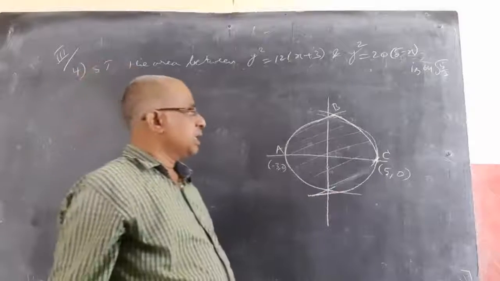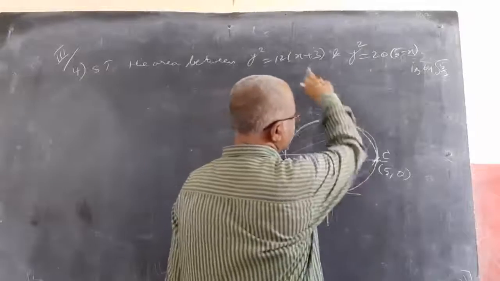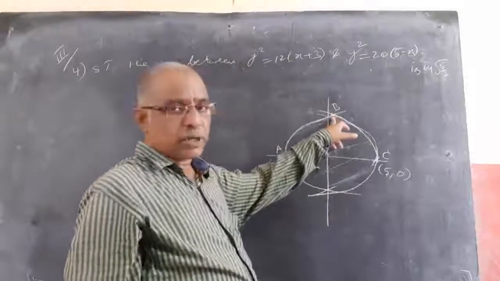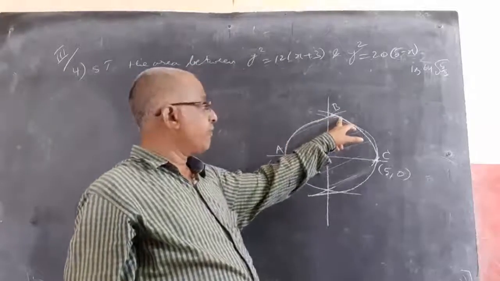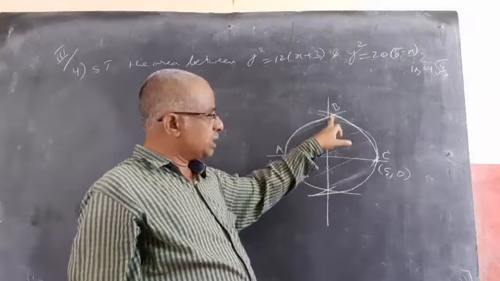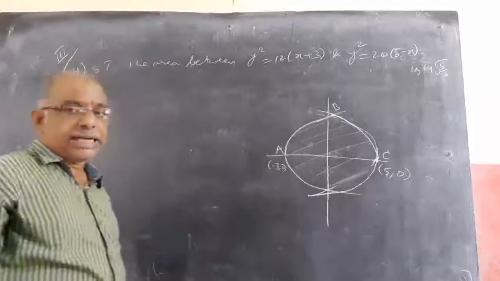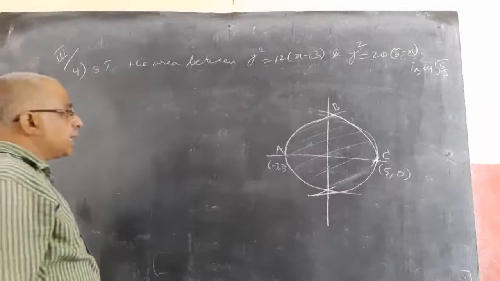Second thing, what is this B point? B is the intersection of the two curves. So if I find the intersection of the two curves, I can get the point. From minus 3 to this point, I will find the first curve, then from this point to 5, I will find the second curve area with x-axis. Then into 2 gives me the total area.